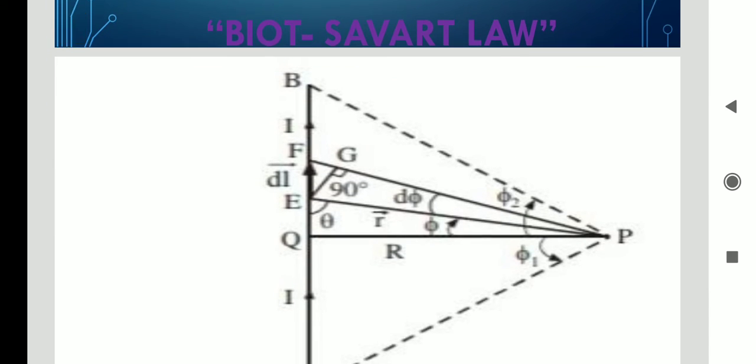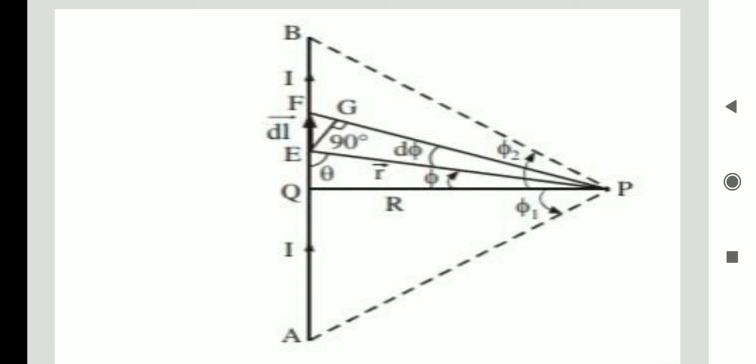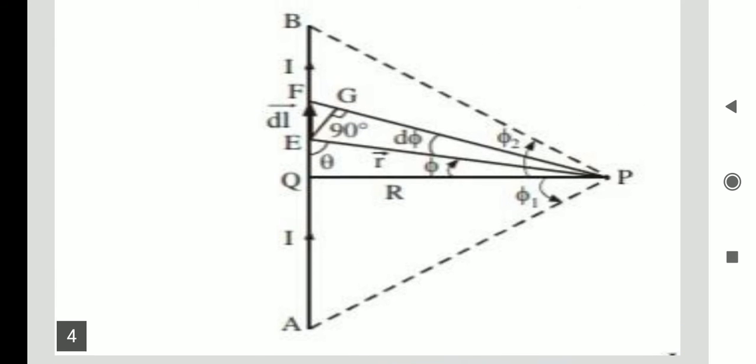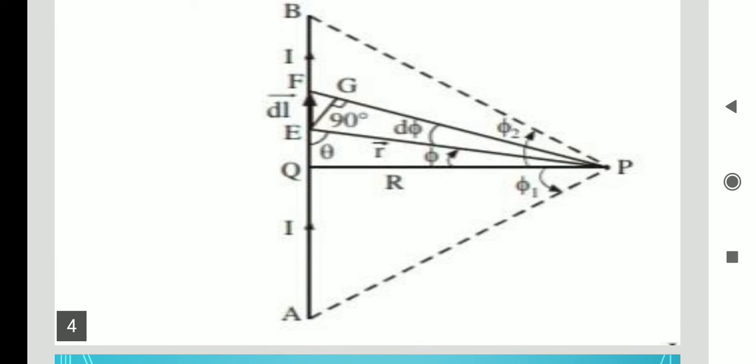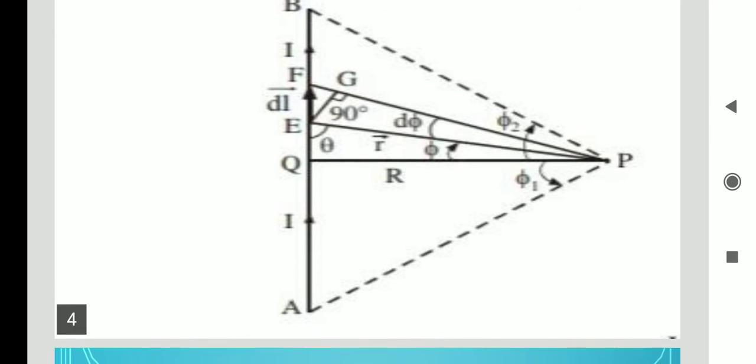See, this is the figure. From the figure, I is the current, and we are going to consider a small element of the conductor, whose length is dl. A point is there, that is P. There are angles, and we consider a certain triangle, that is FEG. We have the points A and B, where AB is the straight current carrying conductor.